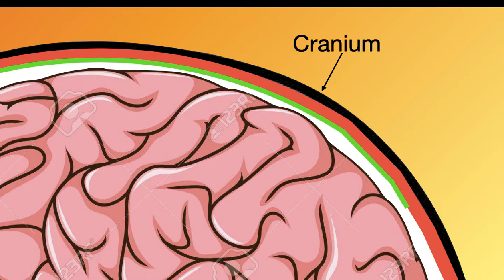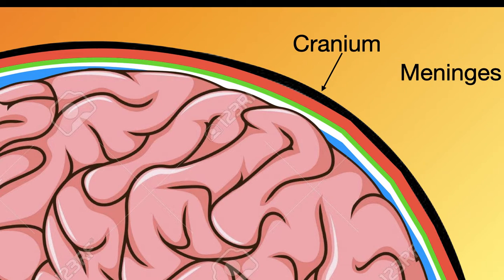And these layers are called the meninges. The three layers are the dura mater, the arachnoid mater, and the pia mater. And they kind of insulate the brain. If you had just left the brain inside the cranium, the brain would wobble all around the cranium. So the meninges basically hold the brain in place.